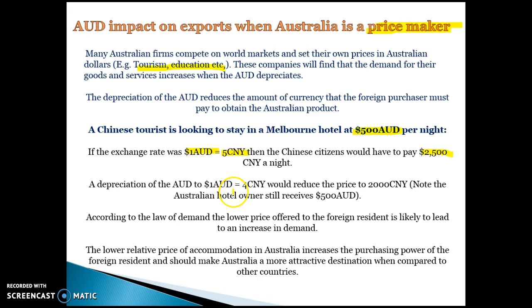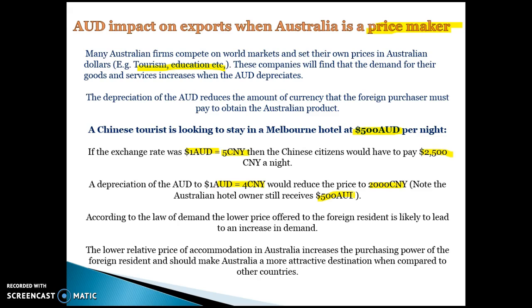If the Australian dollar was to depreciate, and now 1 Australian dollar buys 4 yuan, so the yuan's got slightly more purchasing power, it's now only costing him 2,000 yuan to stay in Australia. So while the Australian's still receiving $500, doesn't really matter to us, there's going to be more demand for things like tourism because it's now cheaper for the overseas buyer to buy it.